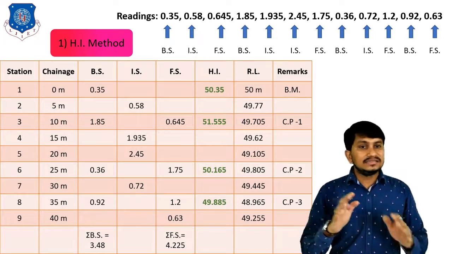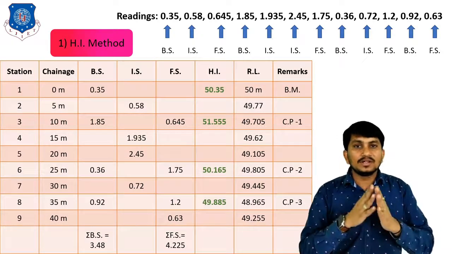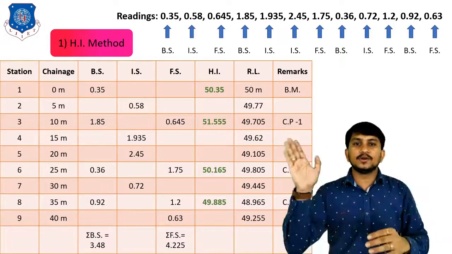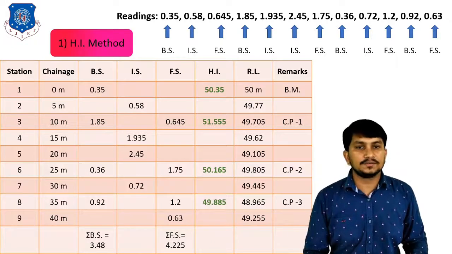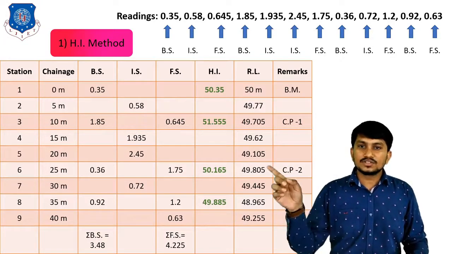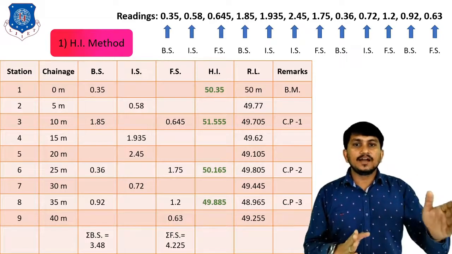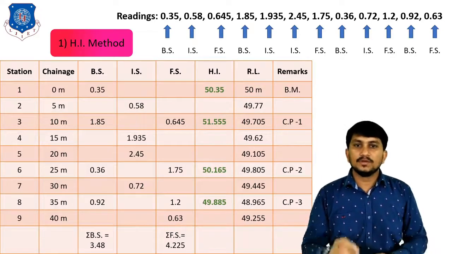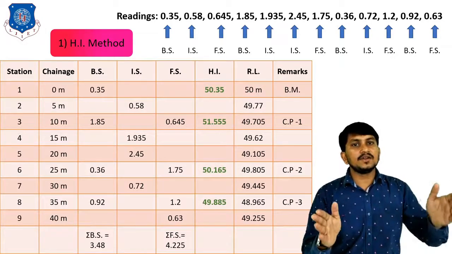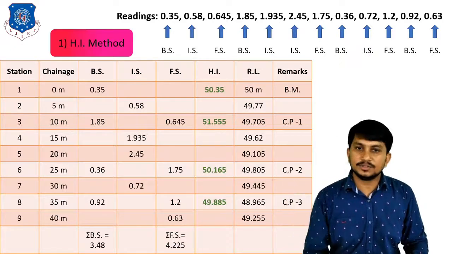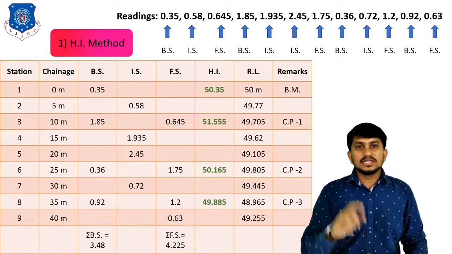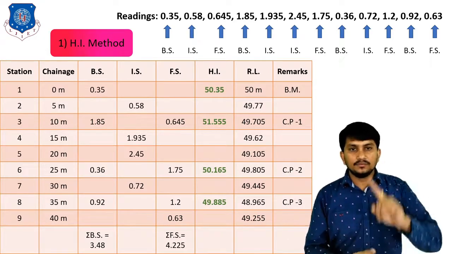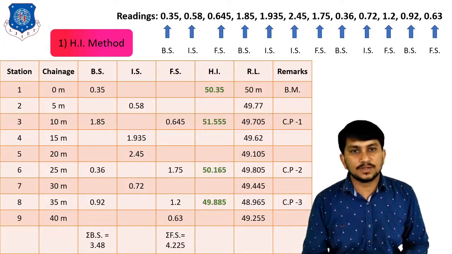After this we can calculate HI. What is HI? HI is equal to RL of benchmark plus BS. So here 50 plus 0.35, HI is equal to 50.35 meter. Then station number 2 is at a 5 meter interval, because the interval given in the example is 5 meter, so each station has an interval of 5 meter. The second station is at 5 meter, which is IS, 0.58. Then the third station is at 10 meter, which is FS, 0.645.